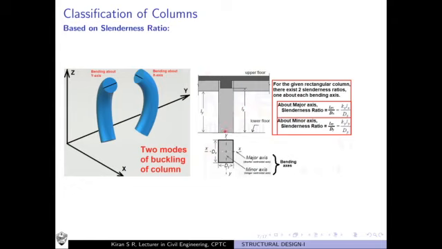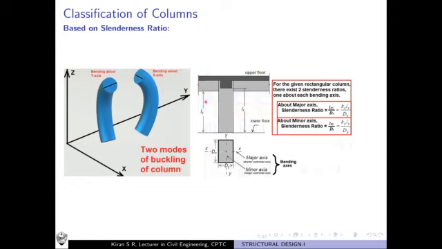Lx is the distance from the lower floor to the bottom of the beam, the soffit of the beam here. So this is defined as Lx. And here you find this is Ly. About the minor axis, if you consider the bending about the minor axis, Ly is the distance measured like this.